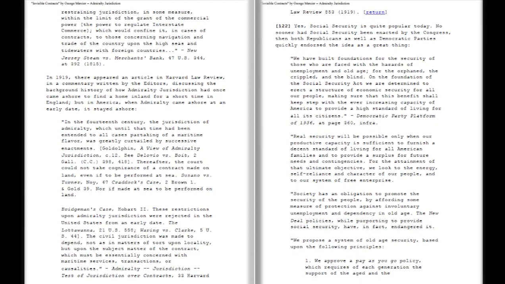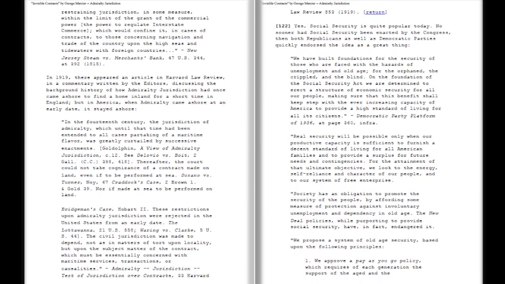Real security will be possible only when our productive capacity is sufficient to furnish a decent standard of living for all American families and to provide a surplus for future needs and contingencies. For the attainment of that ultimate objective, we look to the energy, self-reliance and character of our people, and to our system of free enterprise. Society has an obligation to promote the security of the people, by affording some measure of protection against involuntary unemployment and dependency in old age. The New Deal policies, while purporting to provide Social Security, have, in fact, endangered it.